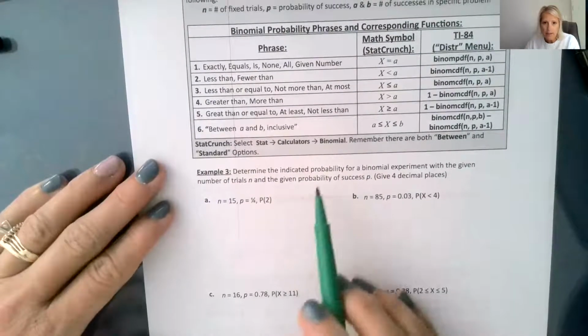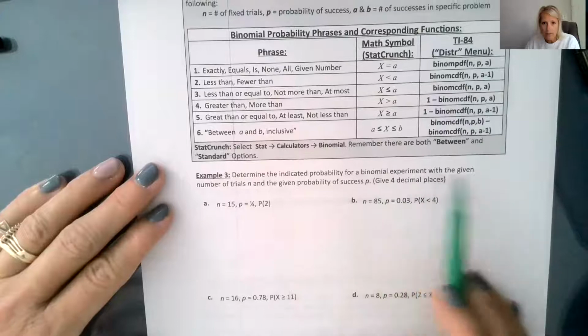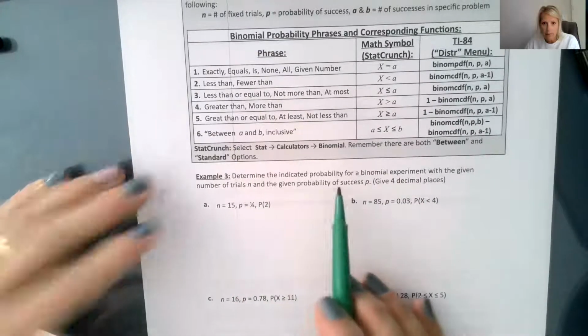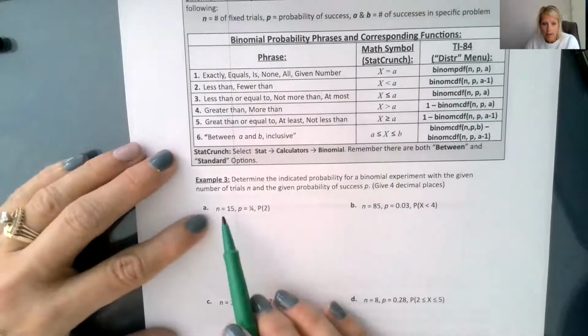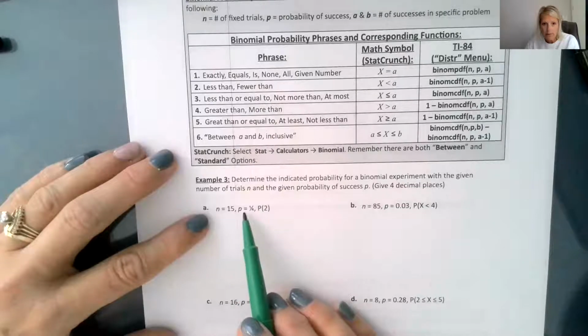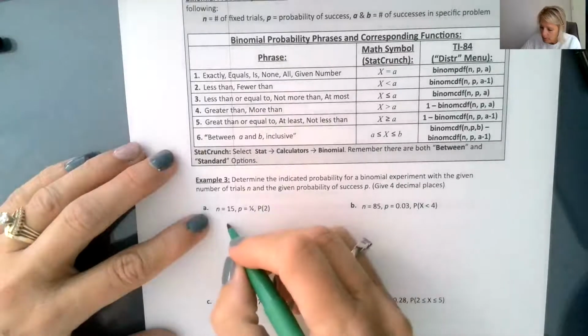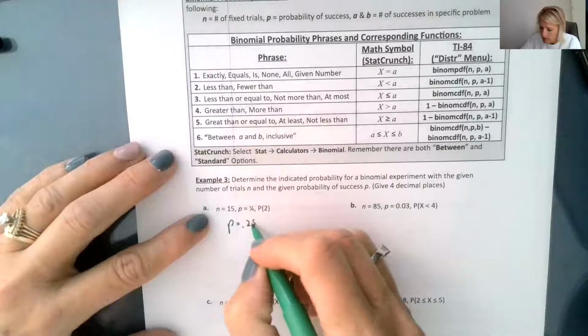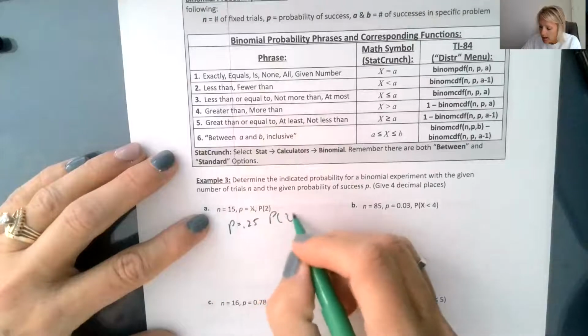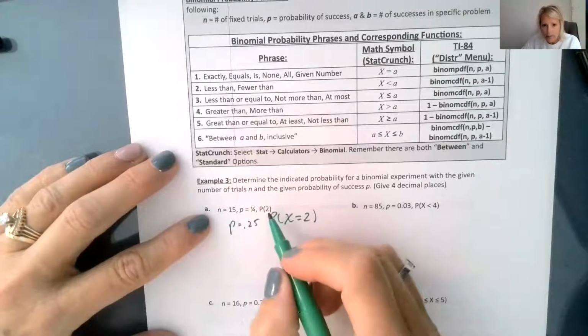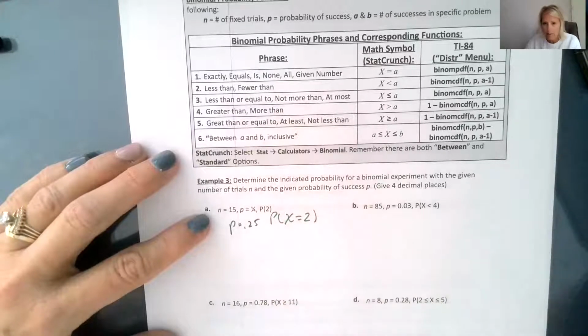It says, determine the indicated probability for a binomial experiment with a given number of trials and a given probability of success. So N is equal to 15 and the probability of success is a quarter, so P is equal to 0.25. And we want to know the probability that X equals 2. When a number is there, we're assuming it's X equals.